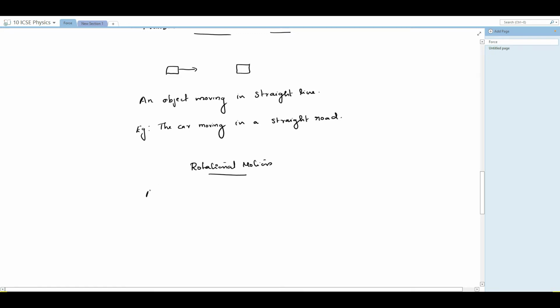So I will write it. An object moving about an axis or a pivot is called rotational motion. Hope you understood.